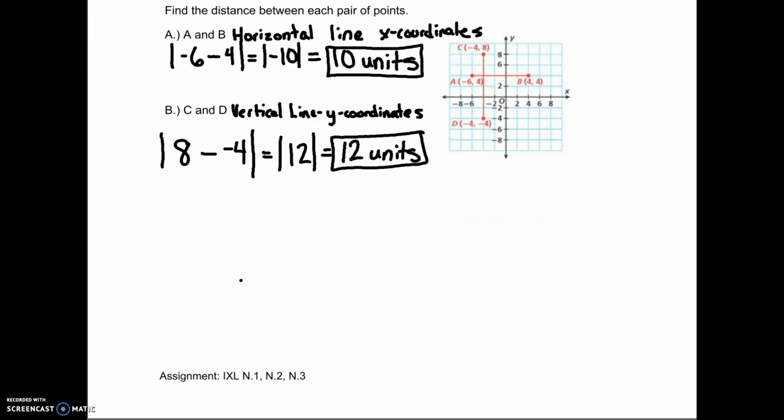So lastly, your IXL is at the bottom of the page. So you guys are going to do N1, N2, and N3. All those involve talking about the coordinate plane.